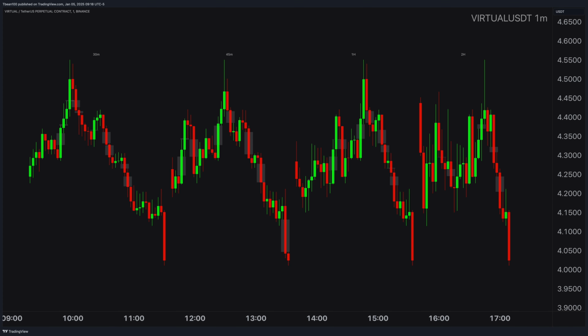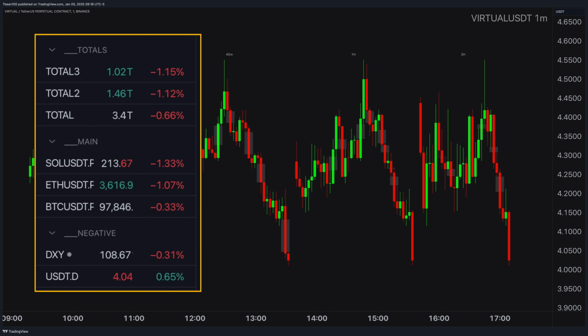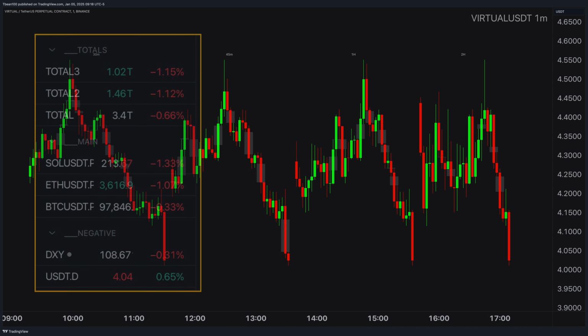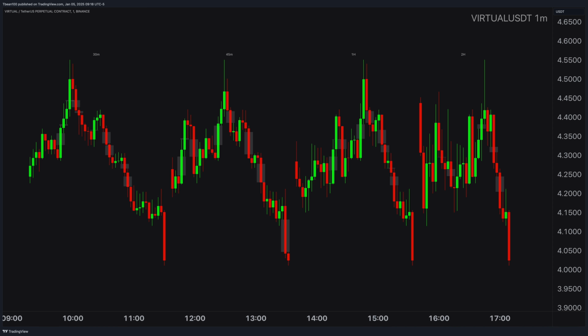Let's talk about what was happening on this lovely Sunday. If you opened the charts today, first thing you were going to notice was this. Totals were crashing badly, along with all the major coins. Plus, the USDT dominance was really positive. By looking at this, only this, I can easily say that today was a weak day and taking short trades would be more beneficial rather than the long trades.